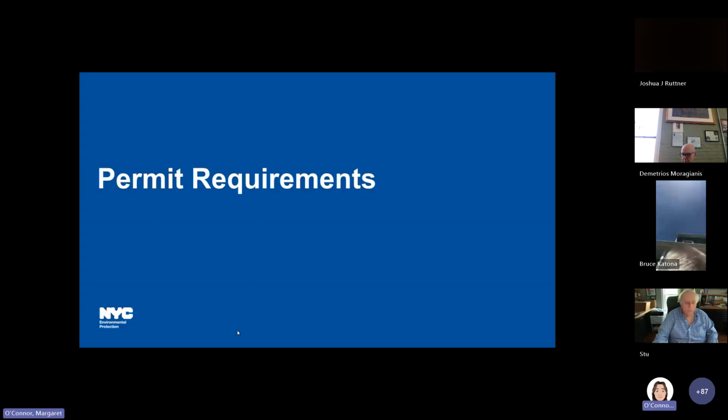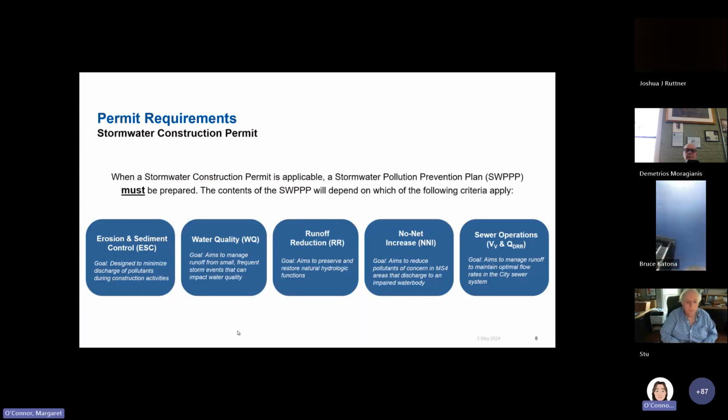So what are the requirements that you need to meet to get a permit? The stormwater construction permit is based on a stormwater pollution prevention plan. We sometimes call it the SWIP. The stormwater pollution prevention plan involves two aspects. The first is erosion sediment control, and the second is long-term stormwater management.